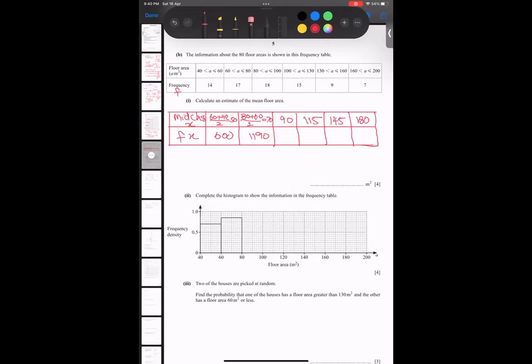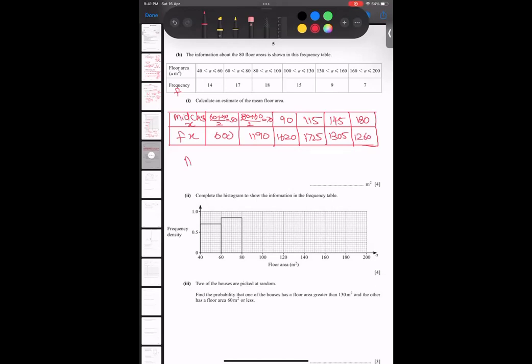And now this 90 and this 18 multiply. 18 times 90, I'm getting 1620. Similarly, 15 times 115, I got 1725. Then 145 times 9, so 1305. Then I got 180 times 7, I got 1260.